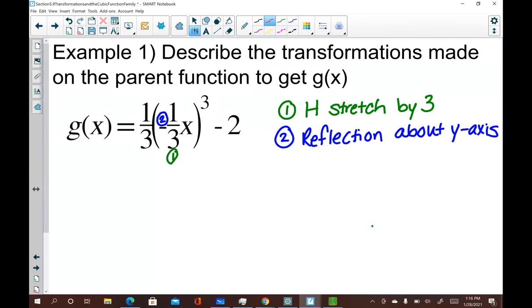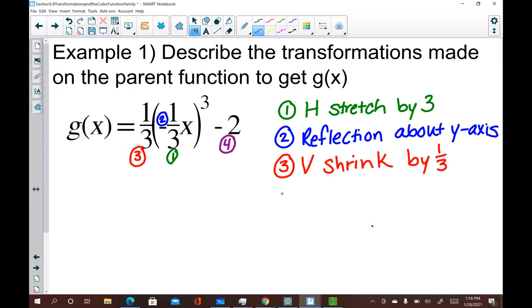We move to the outside now, and what's multiplying the inside is this 1/3. On the outside, it's a vertical transformation, and it stays the same. So if we're cutting something down by 1/3, we are shrinking it or compressing it. So that 1/3 being multiplied on the outside would be a vertical shrink by 1/3. And last, we have a subtraction of 2, which would mean we move down 2 units.